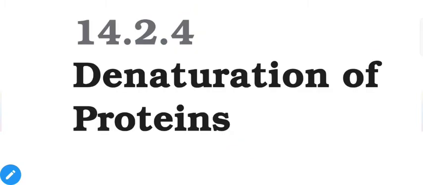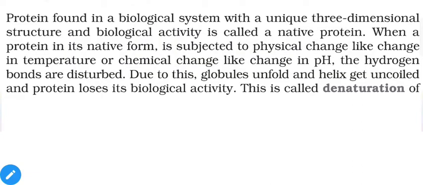Our last point for protein is denaturation of protein. Protein found in biological system with unique three-dimensional structure and biological activity is called native proteins. When protein in its native form is subjected to physical change like change in temperature or chemical change like change in pH, the hydrogen bonds are disturbed, or any type of intermolecular attractions will be disturbed. Due to this, globules unfold and helix gets uncoiled and protein loses its biological activity.